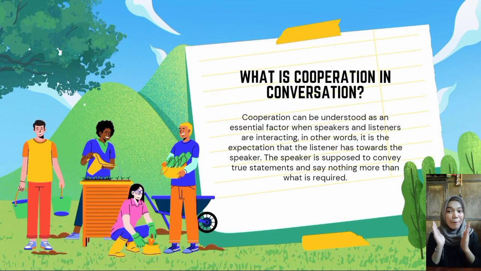So, what is cooperation in conversation? Cooperation can be understood as an essential factor when speakers and listeners are interacting. In other words, it is the expectation that the listener has towards the speaker. The speaker is supposed to convey true statements and say nothing more than what is required.